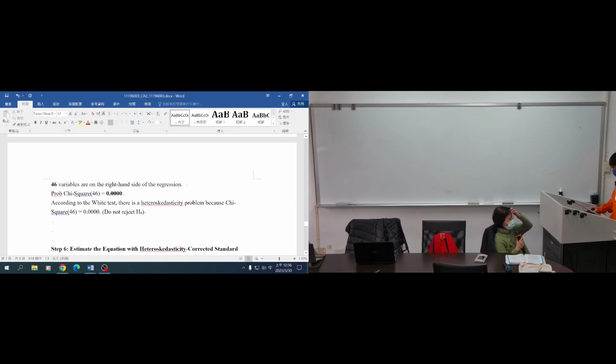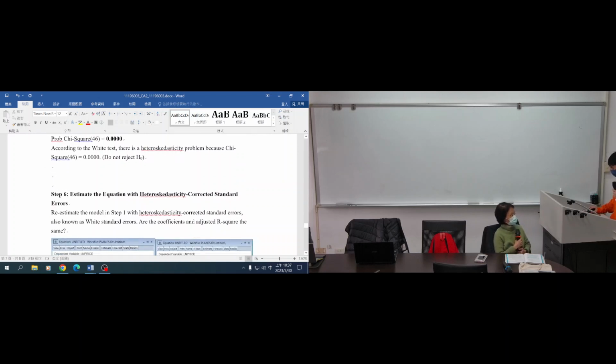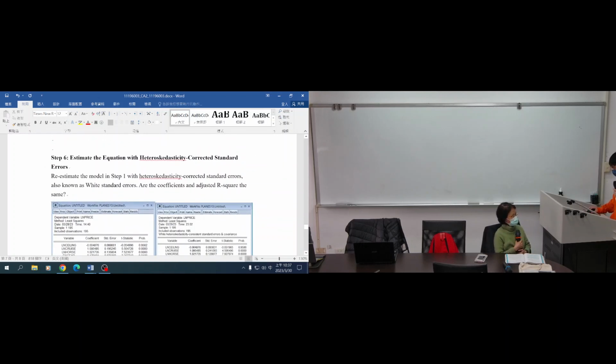So 46 variables, as I mentioned, and probably chi-square is very close to 0. And according to the White test, there's a heteroscedasticity problem because chi-square equals 0. And here again, we should reject the null hypothesis.